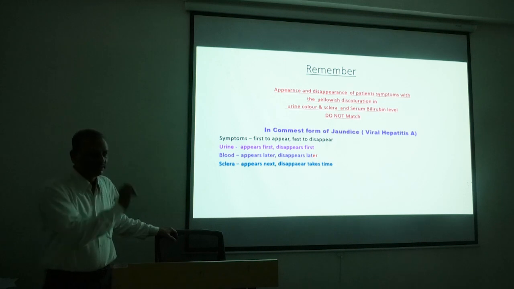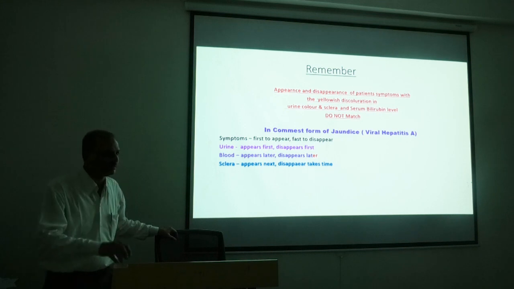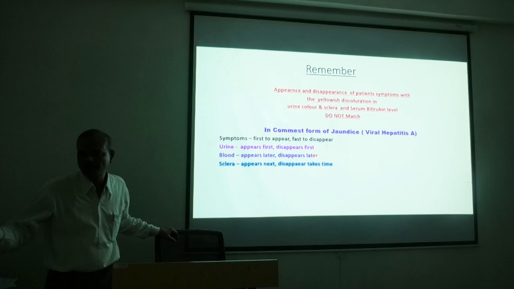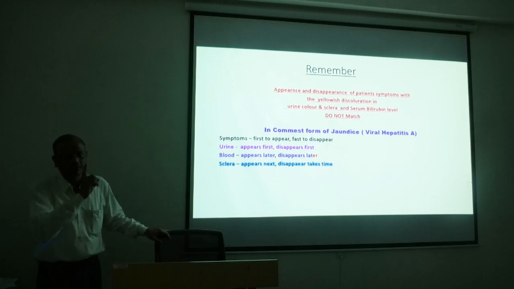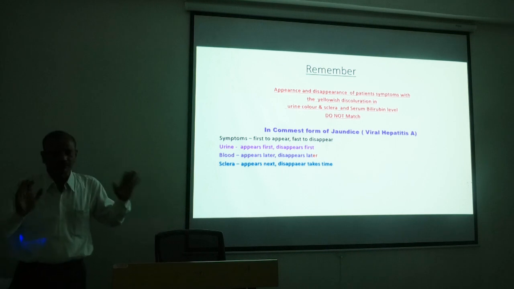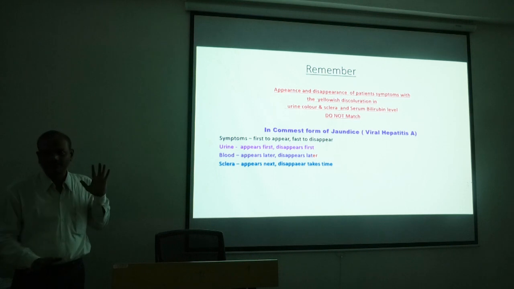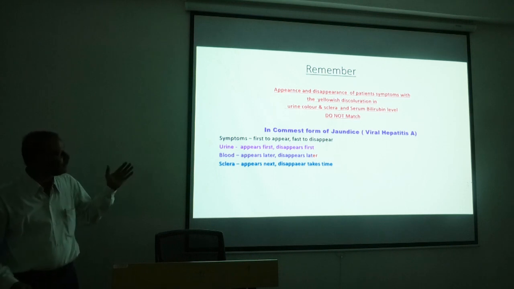Now the patient's symptoms will go away early, but the urine color will take a little longer. Even after the bilirubin has come down to normal, the patient remains well for quite a long period, but the color of the sclera will take a good amount of time to pass off. So there will be utter confusion that serum bilirubin is not matching with the color of the urine or the sclera. It takes some time to disappear.